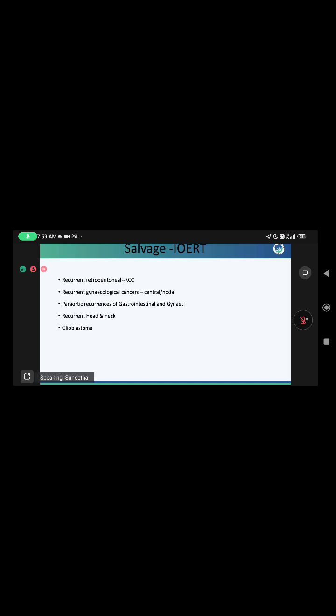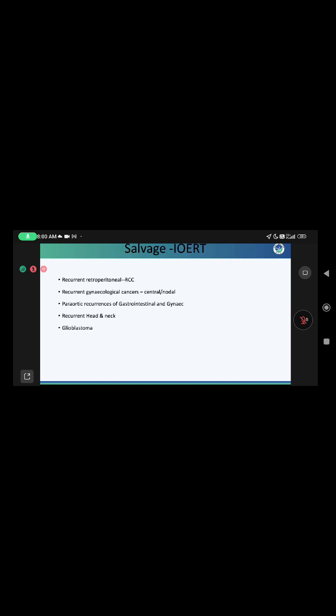Recurrent retroperitoneal sarcomas, recurrent RCCs, para-aortic recurrences in gastrointestinal and gynec malignancies, and recurrent head and neck cancers. All these are cases where IOERT has been tried and has given a very good local control rate, even in the salvage or recurrent setting, because re-irradiation is coming up in a big way. Most of our patients are now living for a longer period of time and are coming back with recurrences after 5 years, after 10 years also. We are seeing recurrences in the local region.